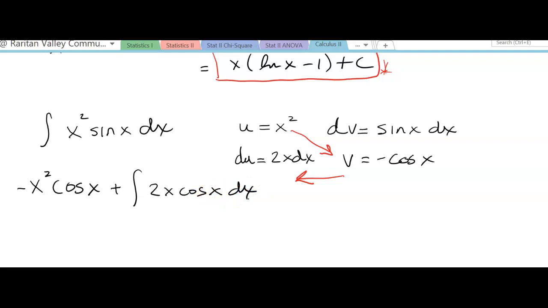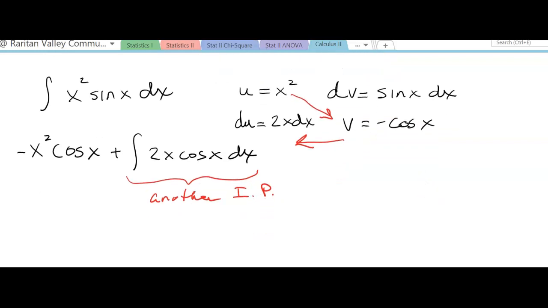So here's the deal. Sometimes you have to apply integration by parts 2 times, right? Because in order to solve this, I have a product again, and I need to do another integration by parts. Okay? That's it. You just got to do it again.